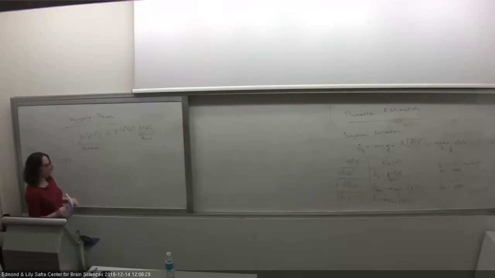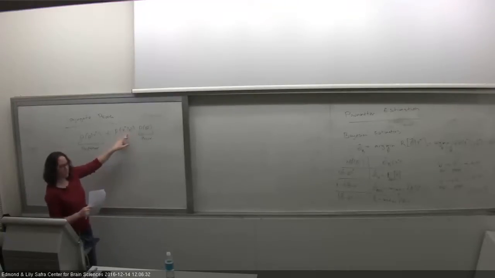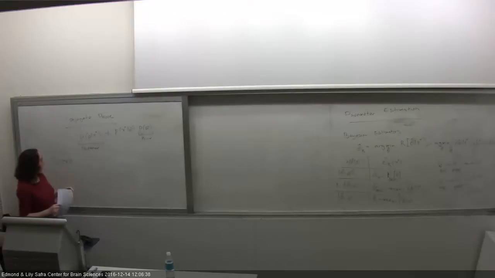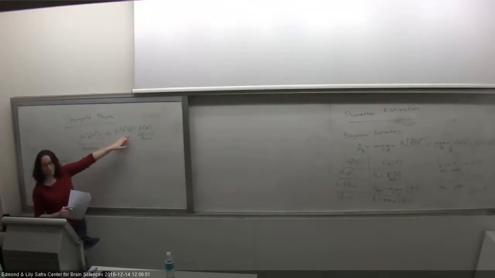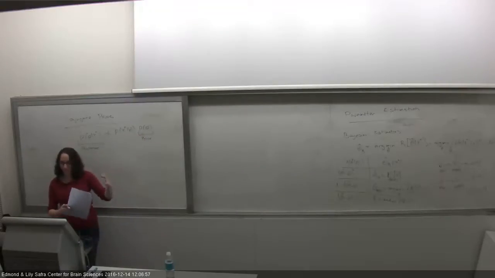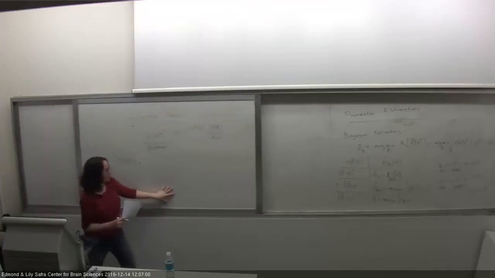If this is conjugate to this, it doesn't mean that this is conjugate to this. Not necessarily. Conjugate means that the prior and the posterior belong to the same family, but not necessarily that the prior and the likelihood come from the same family. Let's see an example. I think it will be much clearer.